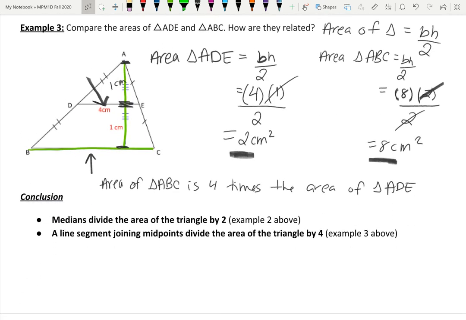Whereas a line segment that joins midpoints, so midpoint D and E, is joined by this line segment here in purple, or line segment DE. That means that it divides the area by 4. So this area of triangle ADE is 1/4 of the entire triangle ABC.